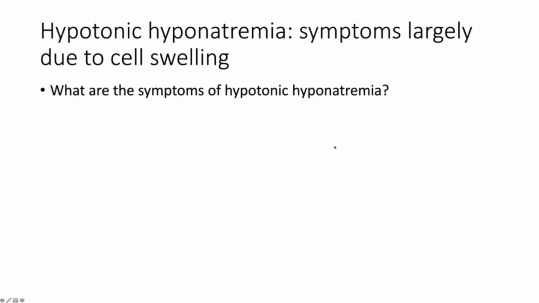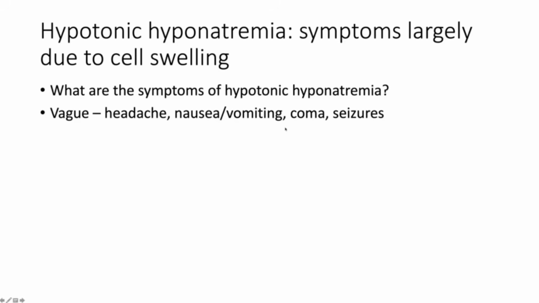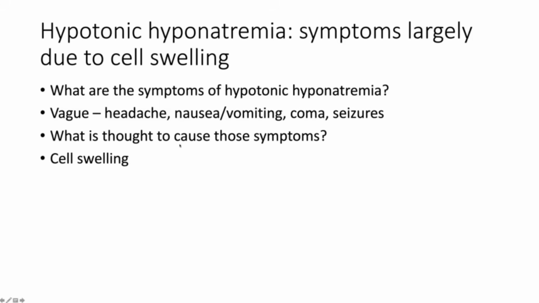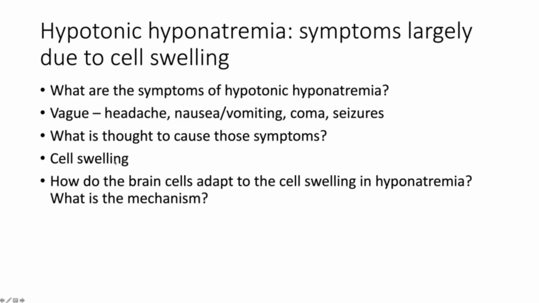So Burke, what are the symptoms of hyponatremia? Generally, dizziness. They're vague, basically neurologic. There's headache, nausea, vomiting, but pretty vague, mainly neurologic. So what's thought to cause those symptoms is, like we said, cell swelling. And so, Adriana, how would the brain cells adapt to the cell swelling in hyponatremia?